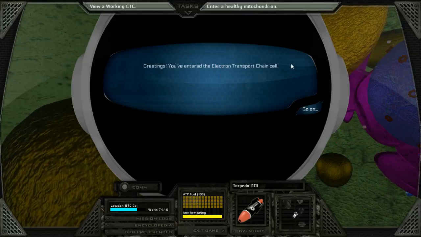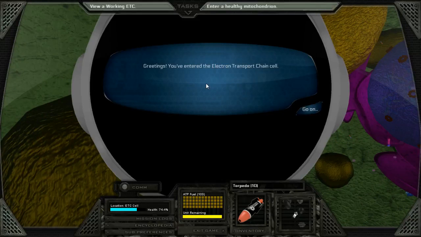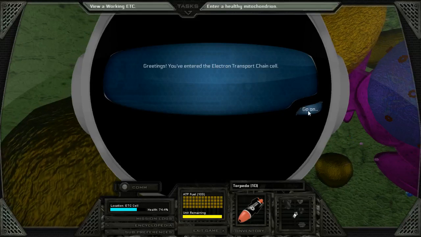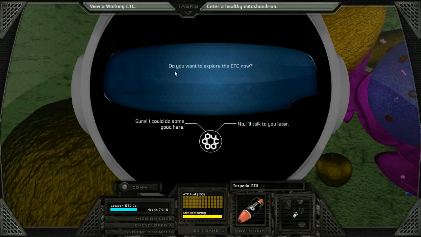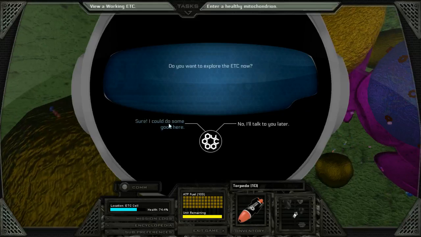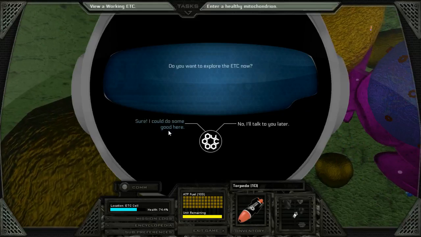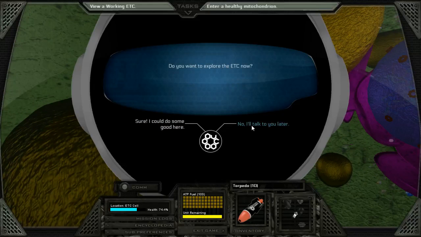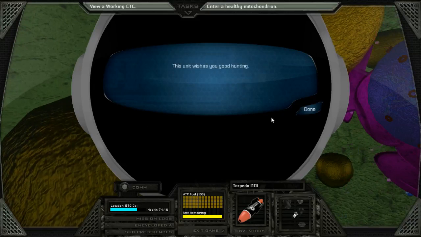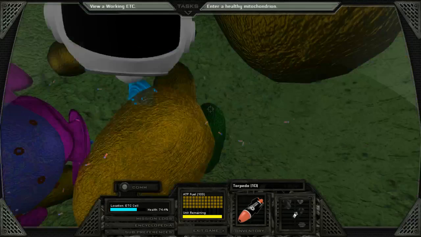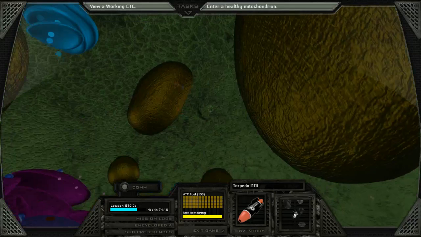Oh, a robot has been sent by the server again. Hello, we are entering the Electron transport chain module. And here is where he could give you some tutorial, set you up for the module. I happen to know what I'm doing, so I'll talk to him later. Good hunting, robot. So now we are in a different cell.